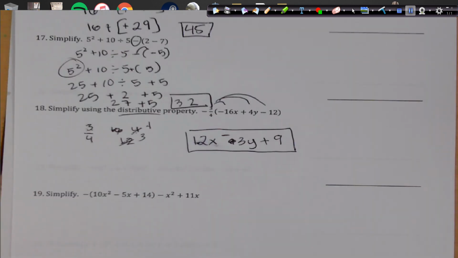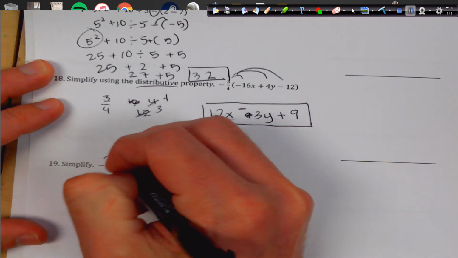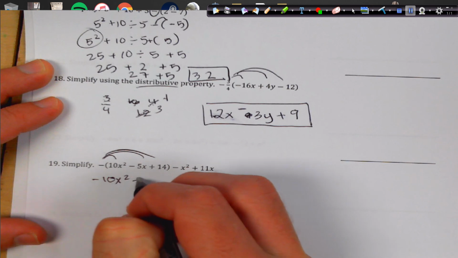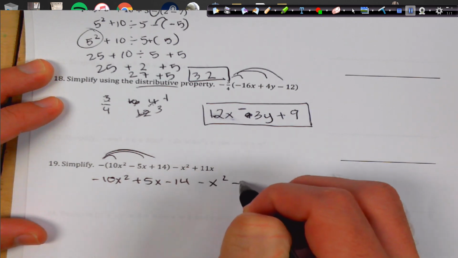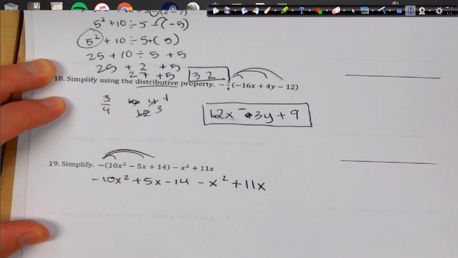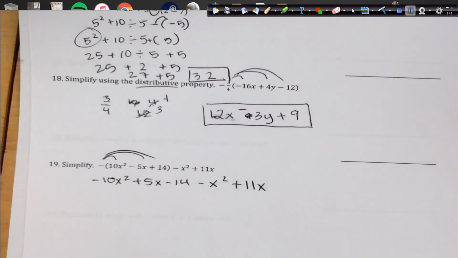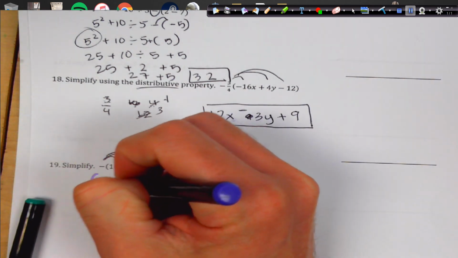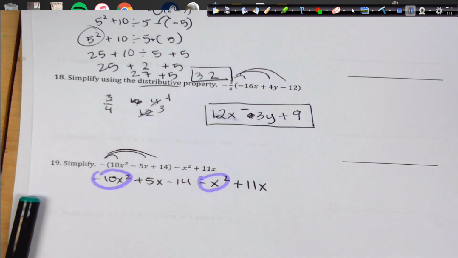Again, over here, we're going to have to distribute the negative, so it's going to change this to a negative 10x squared, positive 5x, and a negative 14. And then we're going to combine like terms. Okay, and if you need to use highlighters and stuff like that to help you, you should. But I'm going to go ahead and use some colors. So there's my x squareds.